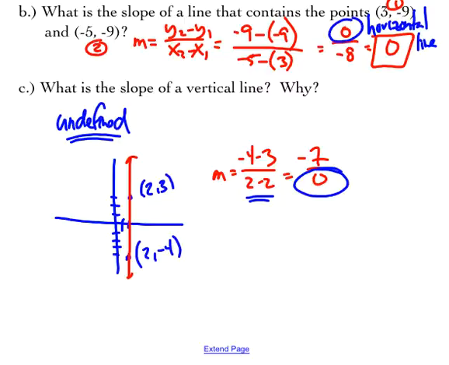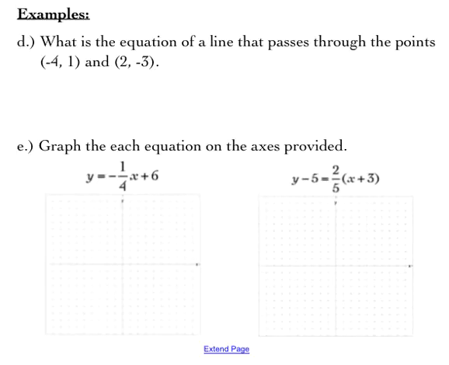Okay, we're going to skip on down to the next slide and take a look at the last two. So what is the equation of a line that passes through the points (-4, 1) and (2, -3)?